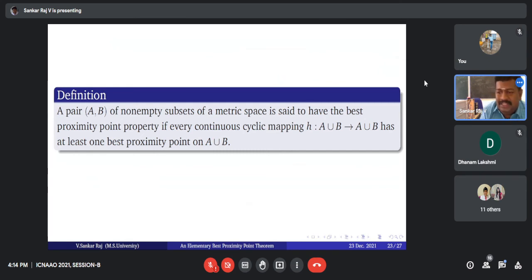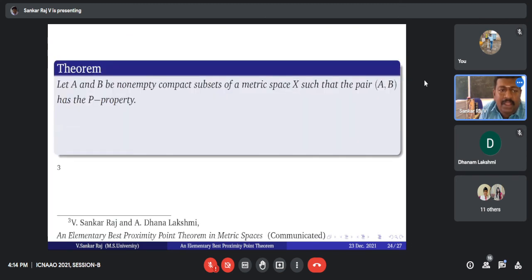Now let me give another definition. Like the fixed point property, we are giving a best proximity point property. A pair is said to have the best proximity point property if every continuous cyclic map has at least one best proximity point on A union B. So now let us prove the theorem. And this is the theorem.